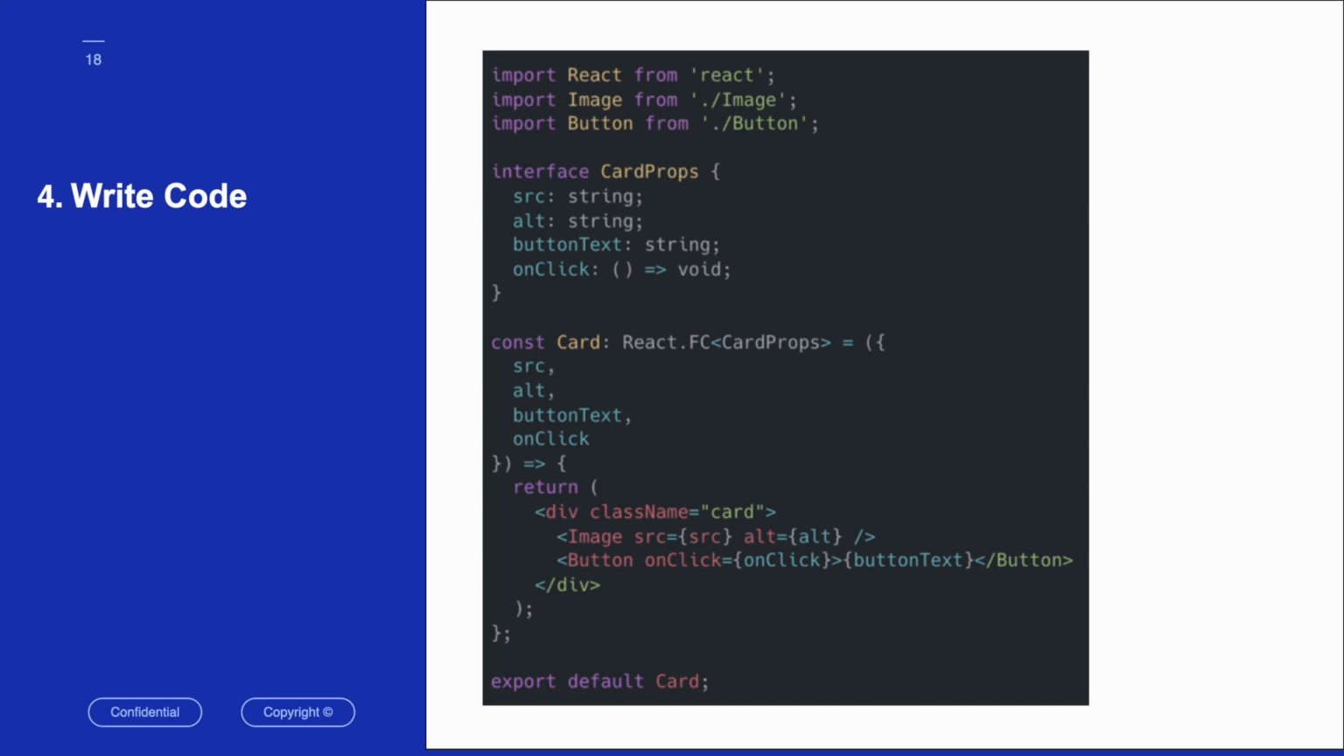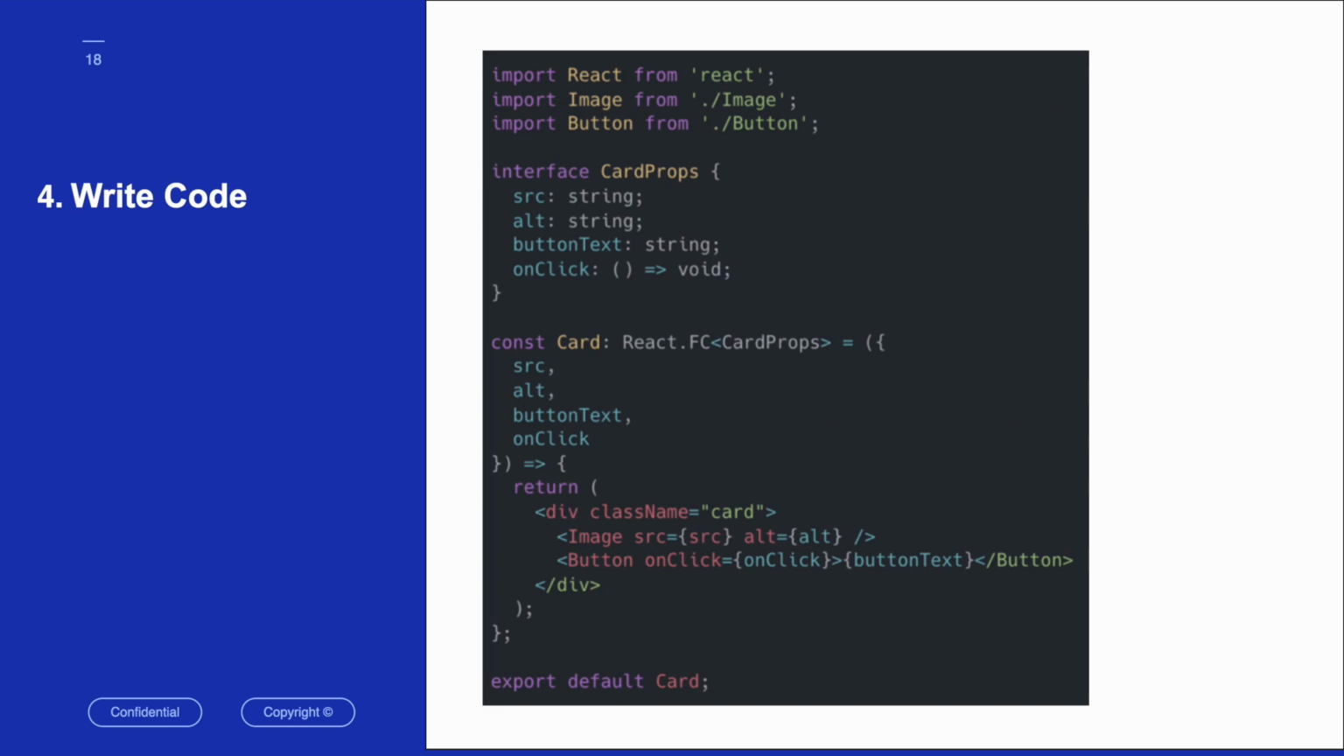So essentially FC is your functional component. Furthermore, we are trying to destructure, as you can see. We are destructuring four values, that is src, alt, buttonText, as well as onClick. So instead of using props.src or props.alt or props.buttonText, we are directly trying to extract all of these four values by destructuring.